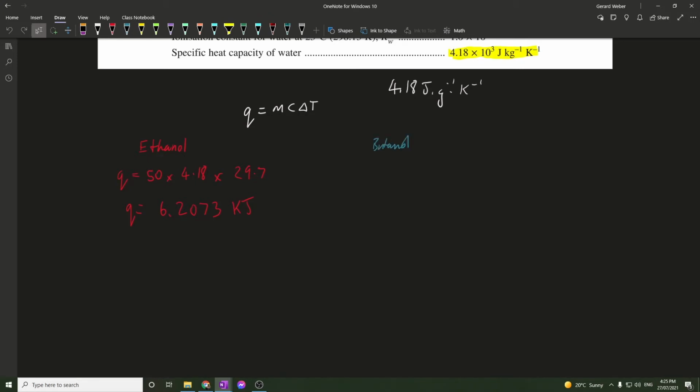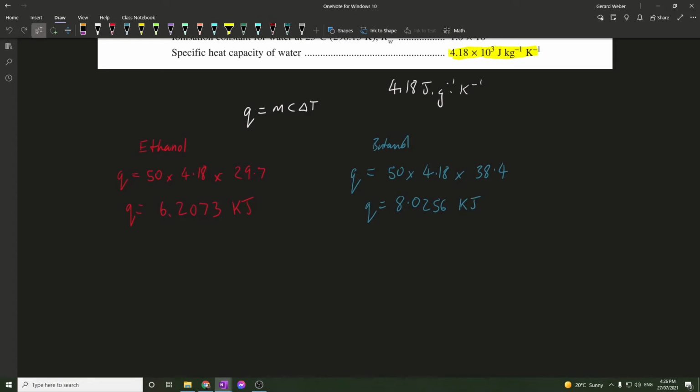Okay, now let's have a go at doing the same for our butanol. So for butanol, same process. Q is equal to 50 grams of water multiplied by 4.18 times our change in temperature, which in this case was 38.4 Kelvin, and we end up with a Q of 8.0256. I did divide by 1,000 there, and that is in kilojoules.